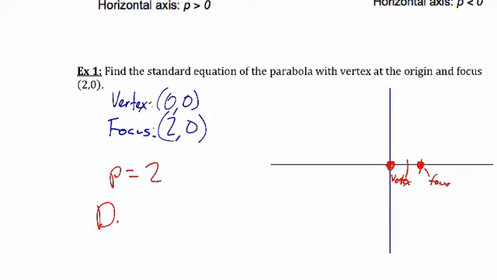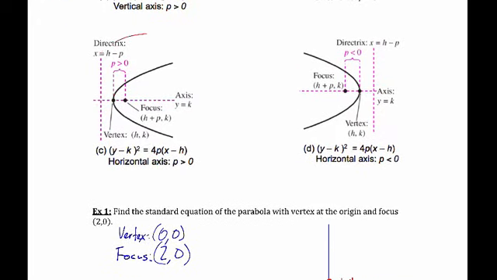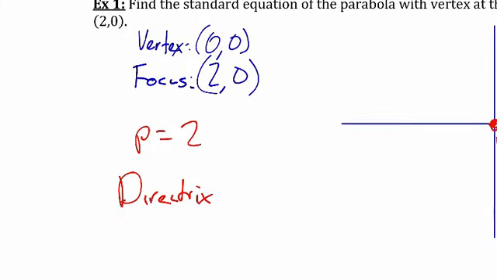Now to figure out the equation for the directrix, let's jump back up and look at the comparable equation. So we're dealing with a rightward opening parabola, so it kind of looks like this. Our directrix is going to be x equals h minus p. Well, our h value is 0. So it's going to be x equals 0 minus our p-value of 2. So in other words, we're going to have an x equals negative 2.